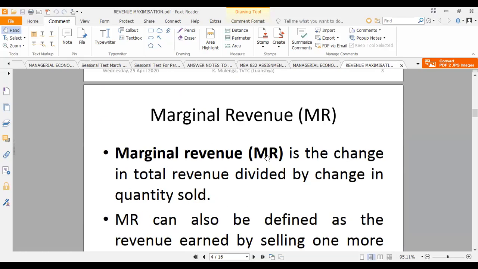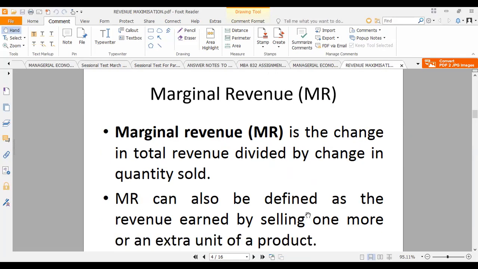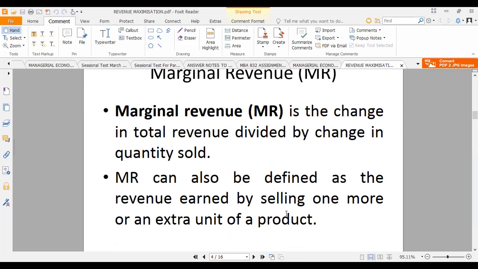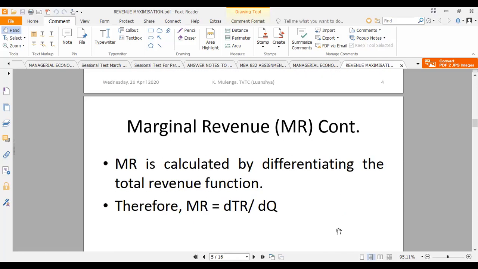Now, marginal revenue by definition is simply the change in total revenue divided by the change in the quantity sold. Marginal revenue can be defined as the revenue earned by selling one more extra unit of a commodity. If you're using differentiation of calculus, it is dTR over dQ.